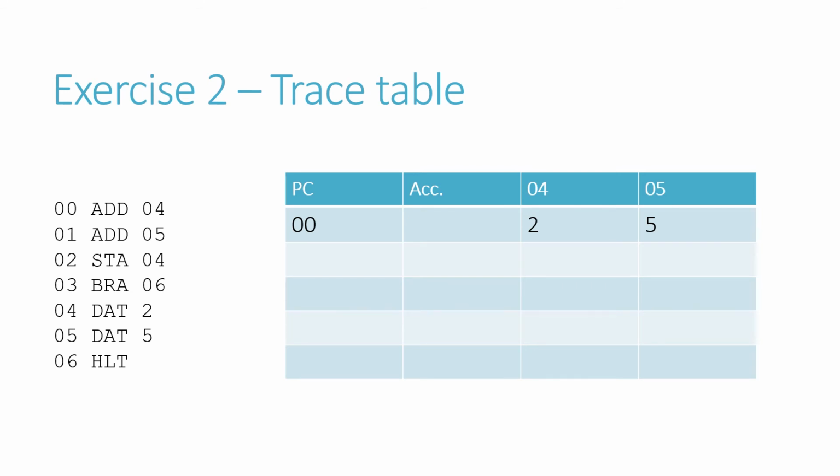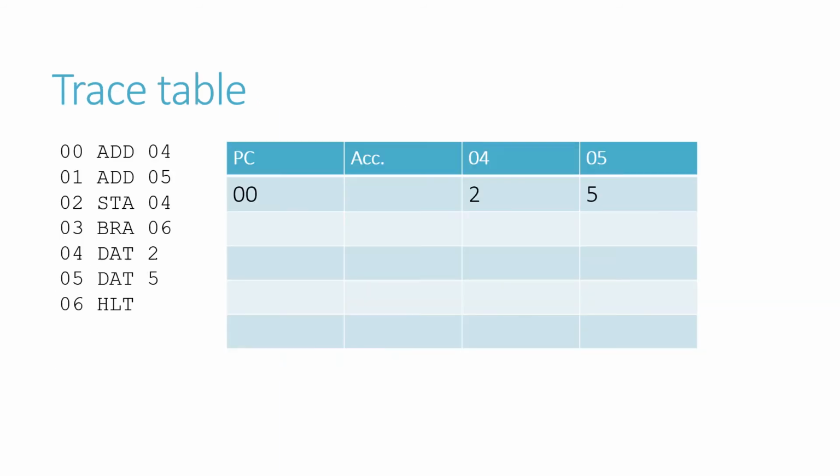The computer will fetch the instruction from memory location 0. That's the location that the program counter is pointing towards. So the computer will fetch and execute that instruction, and the instruction is add 04. So the computer adds the data value from location 4 to the accumulator. The accumulator had nothing in it, so it's now storing that data value 2. The program counter then counts on by 1.